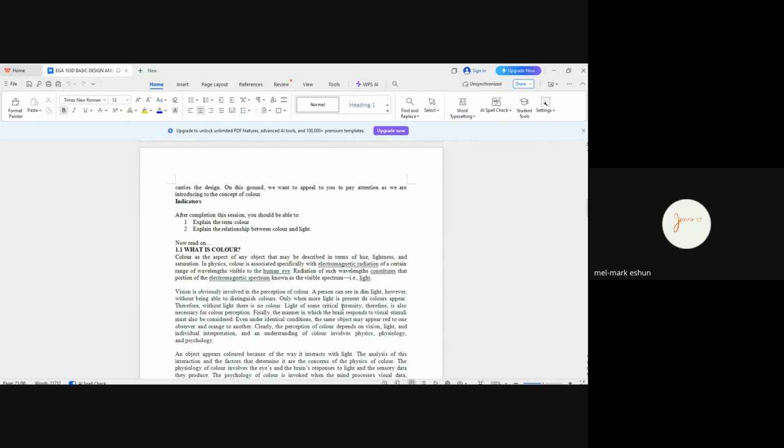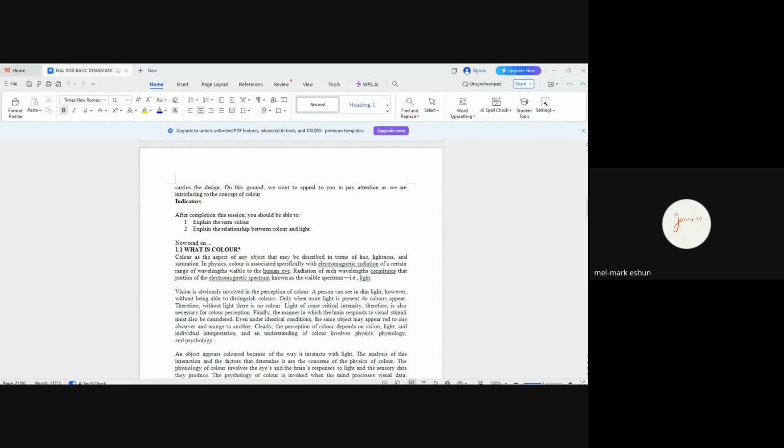Vision is obviously involved in the perception of color. A person can see in dim light, however, without being able to distinguish colors. Only when more light is present do colors appear. Therefore, without light, there's no color. Light of some critical intensity, therefore, is also necessary for color perception.